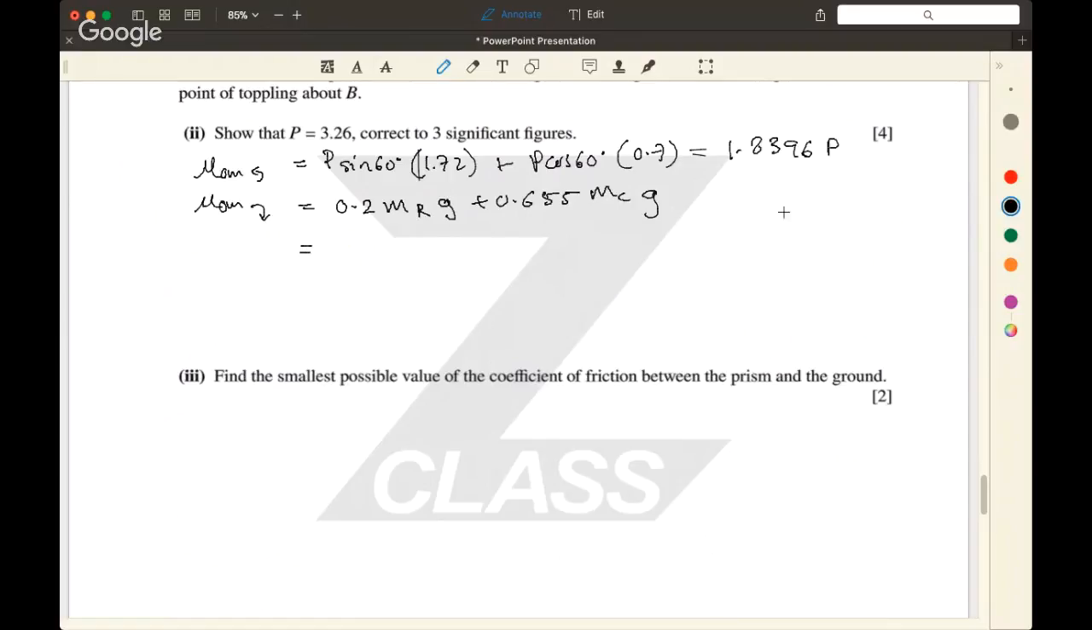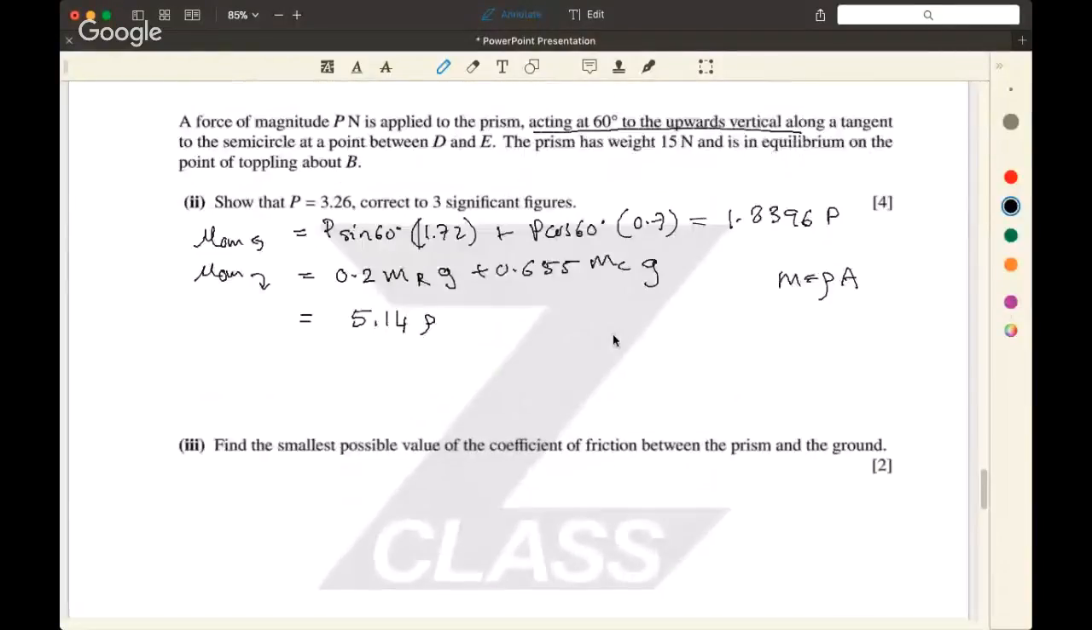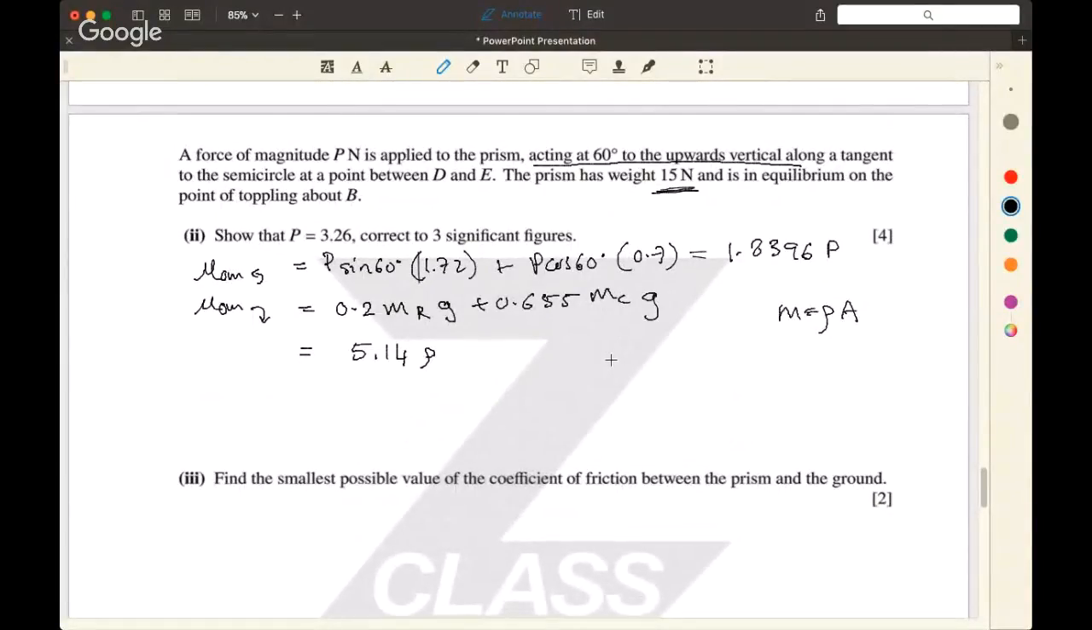And if I express the mass as rho times the area, and I do the same way again, I get 5.14 times rho. So now I have to worry about what rho is, because I can't just cancel it, because there's no rho that shows up in the other one. What I am told is that the prism has a weight of 15 newtons. So the mass of the rectangle plus the mass of the circle times rho is equal to 15. And from this I can solve for rho, and I find that rho is equal to 1.167.